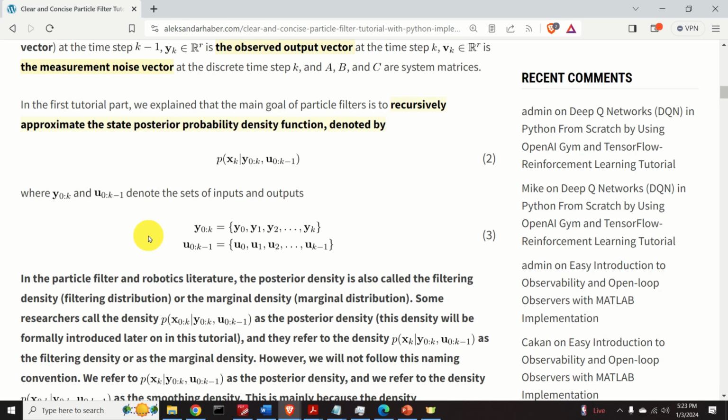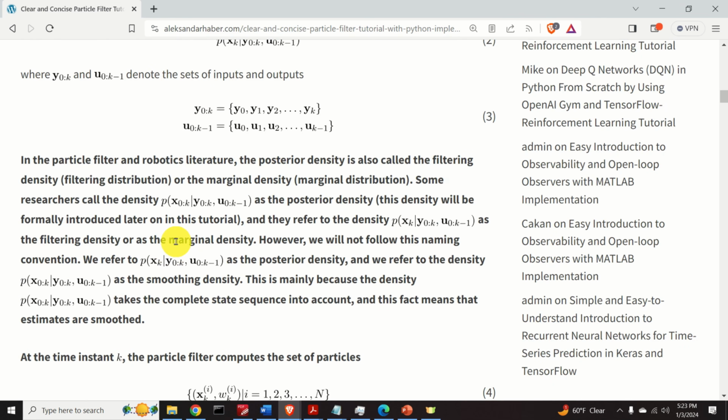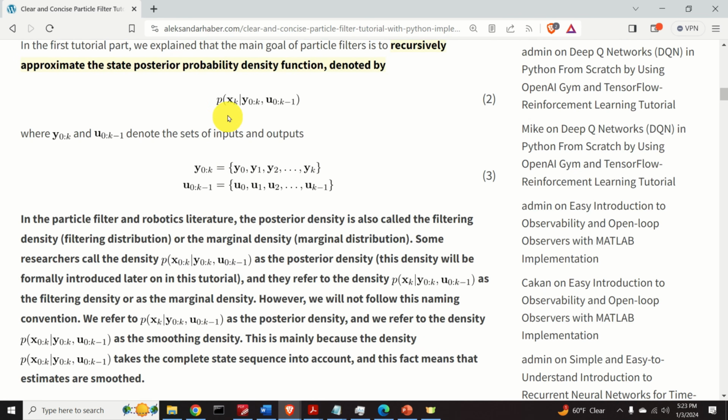In the first tutorial part, we explained that the main goal of particle filters is to recursively approximate the state posterior probability density function denoted like this. In this notation, y_{0:k} and u_{0:k-1} denote the sets of inputs and outputs. The sets are defined over here. In the particle filter and robotics literature, the posterior density is also called the filtering density or filtering distribution. Another name for this density is the marginal density or marginal distribution.